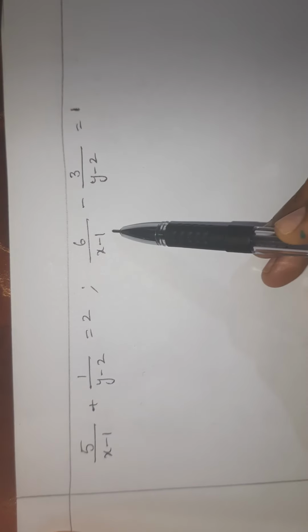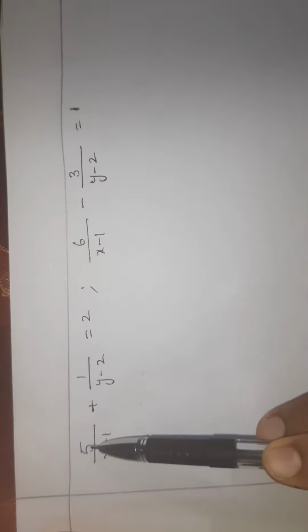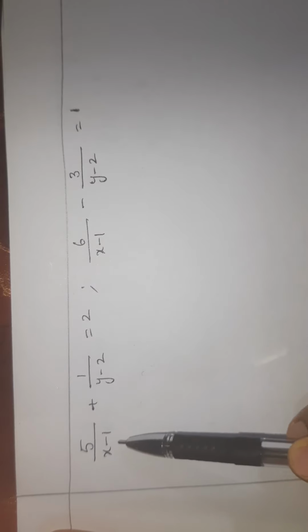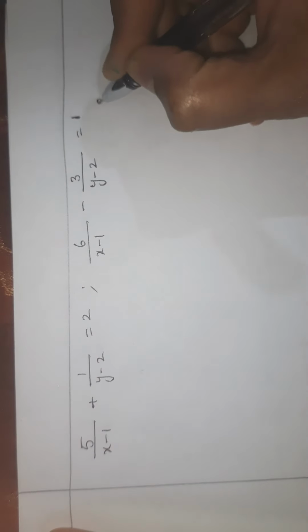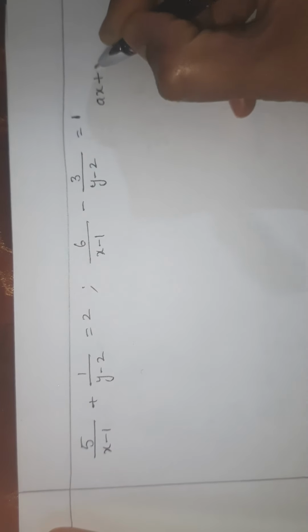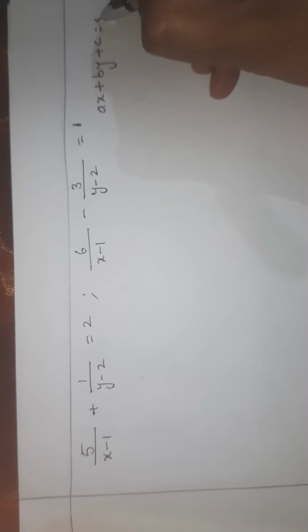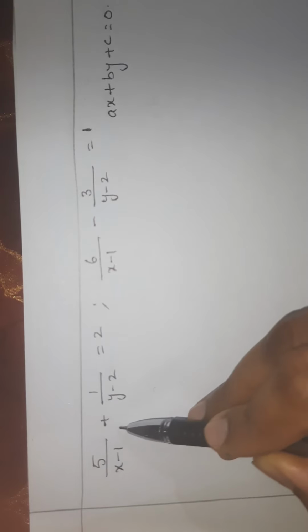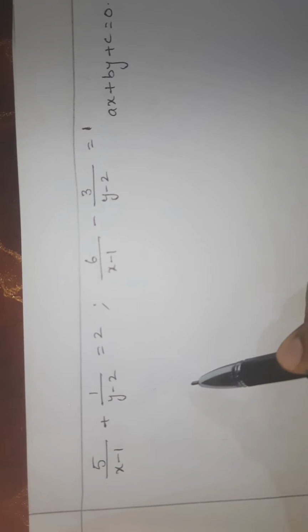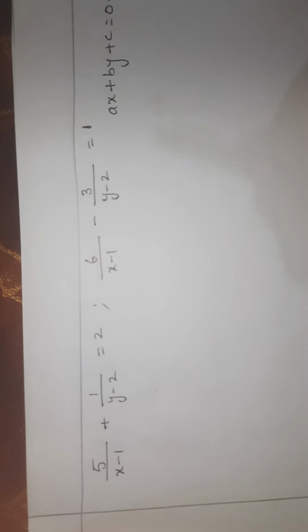These two are the equations. We have to find out the solutions. These equations are to be reduced in the form of linear equations. So the general form of a linear equation in two variables is ax plus by plus c is equal to 0. This is the general form. So these equations have to be reduced in the form of linear equations in two variables.